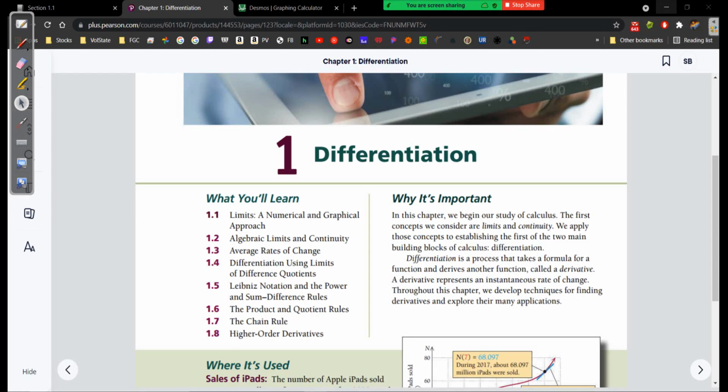Right, today we're talking about Chapter 1, Section 1. We're talking about differentiation. Chapter 1 is about differentiation. Let's start off over here.